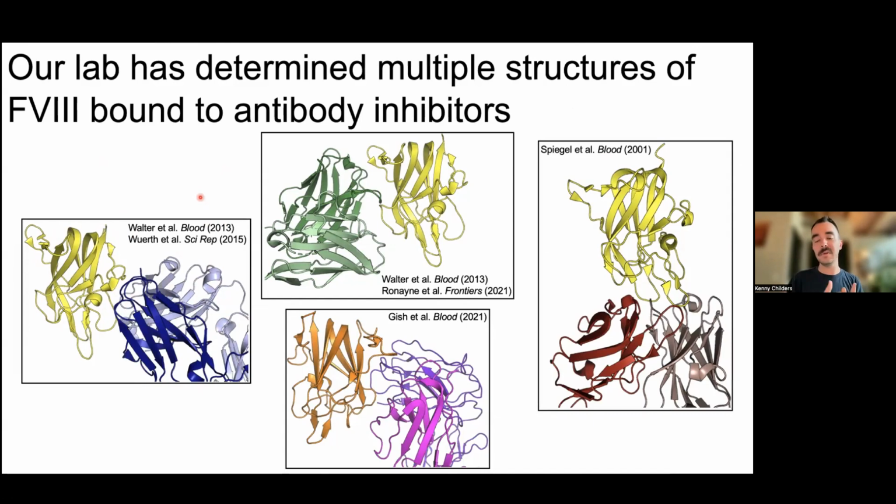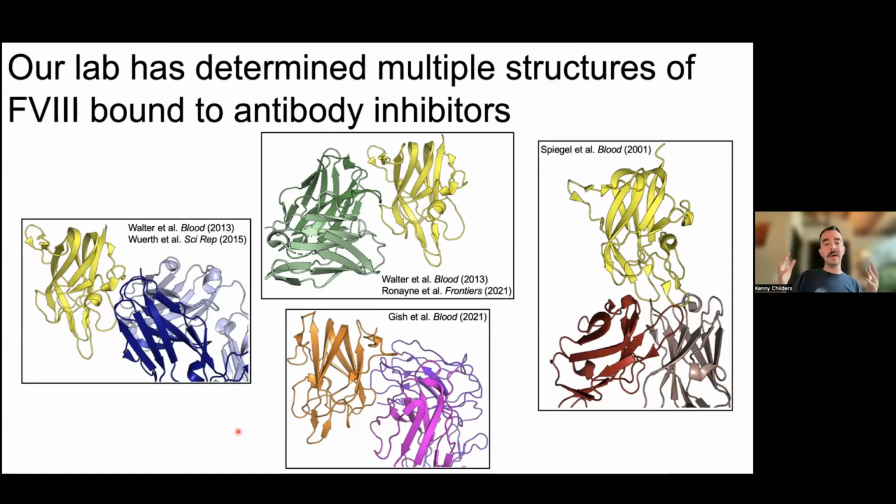However, since then, we've also expanded to using a full-length mature factor VIII molecule, this one shown here in the bottom. This is a recent crystal structure that came out from our lab, where we used a full mature factor VIII molecule bound to an anti-C1 domain inhibitor, shown in pink. So this is really great.